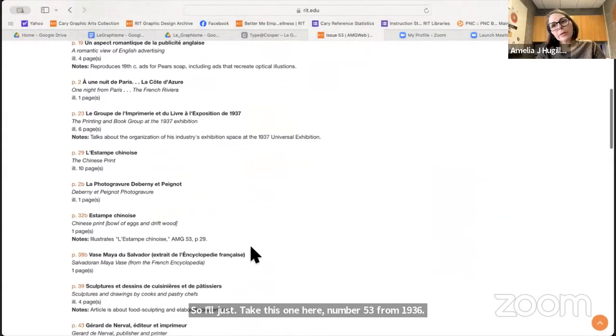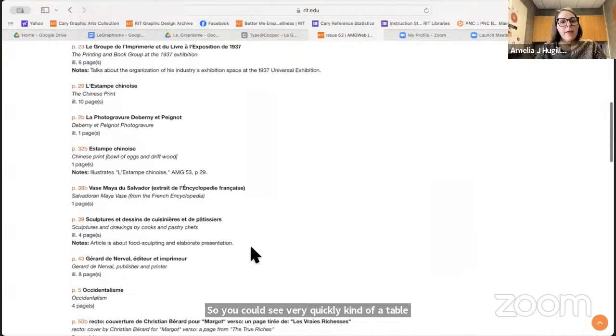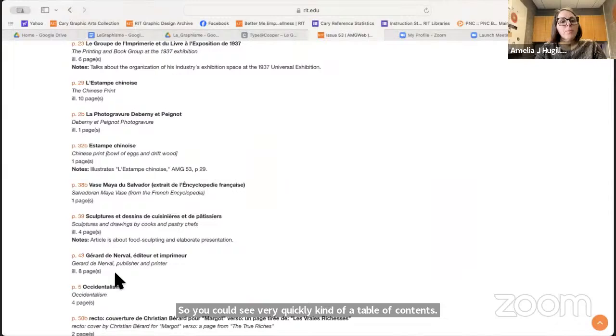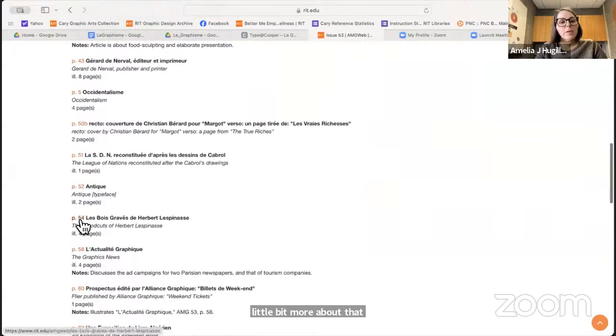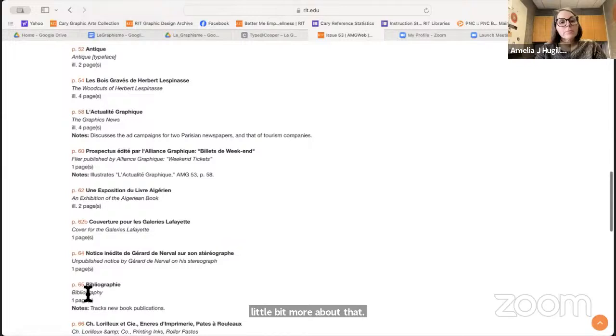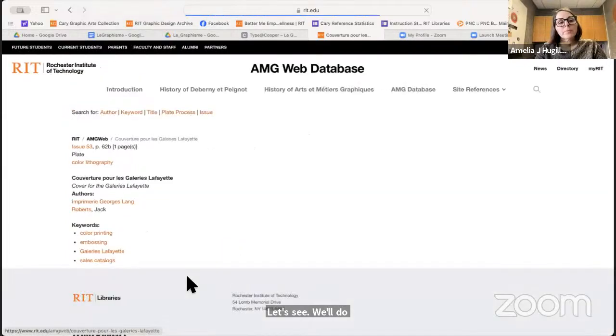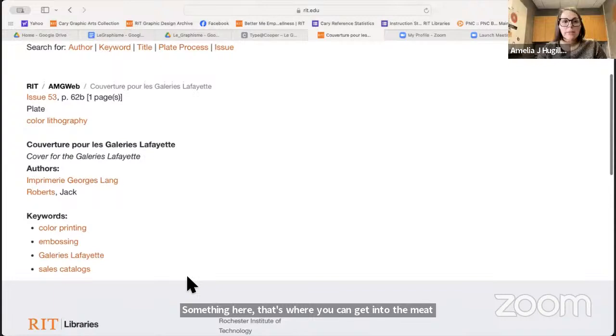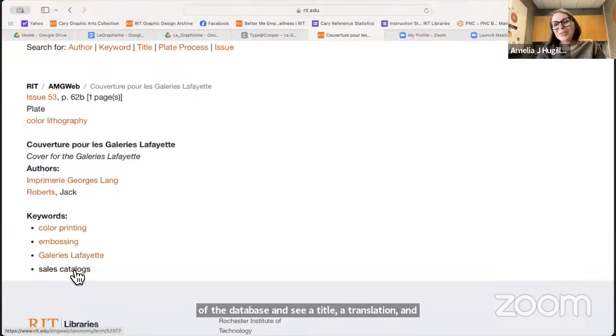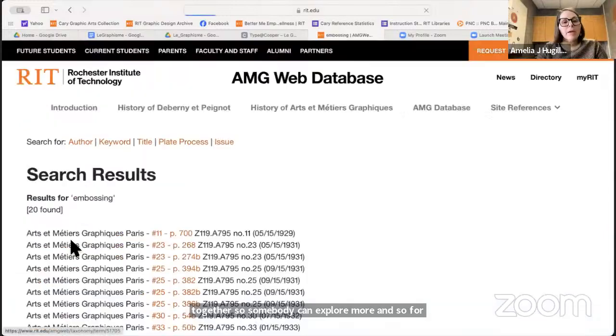So you can see very quickly a table of contents. And if you wanted to dial in and see a little bit more about that, let's see, we'll do something here. That's where you can get into the meat of the database and see a title, a translation, and then any keywords. Of course, that's the premise of all good cataloging and library science, where you link these topics together so somebody can explore more. For instance, I'll go to embossing and see where that brings me up.